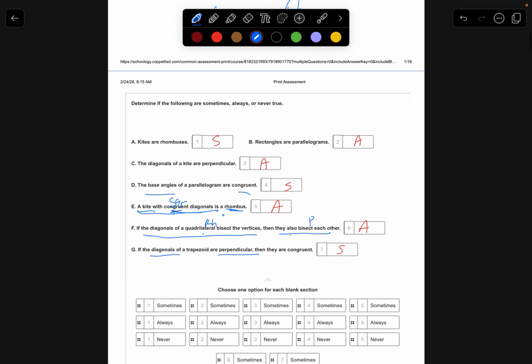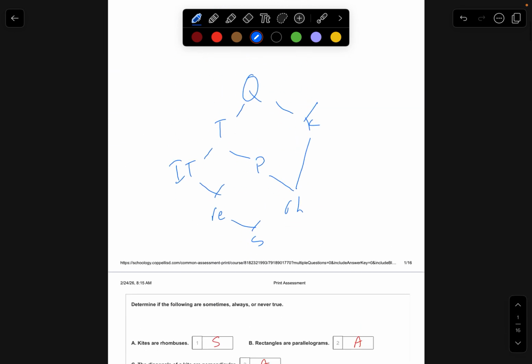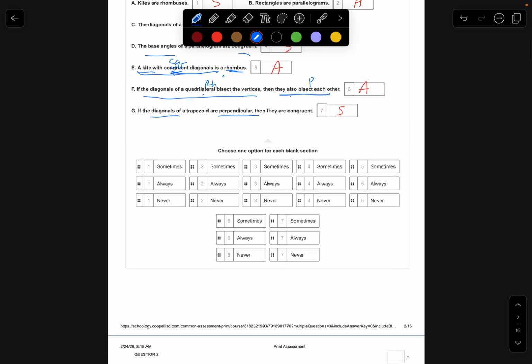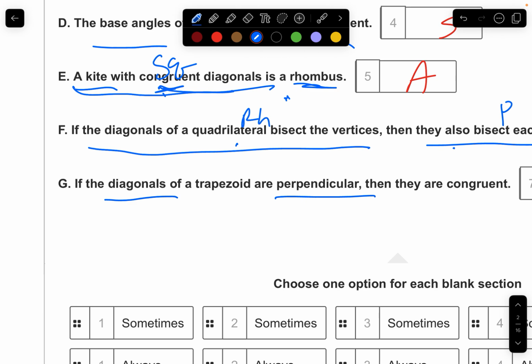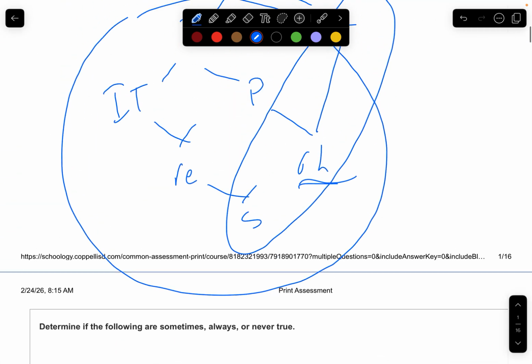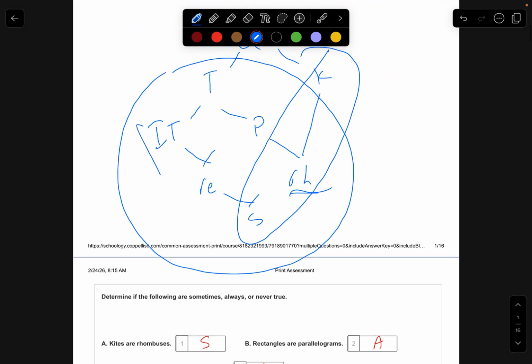The diagonals are perpendicular. The diagonals of a trapezoid are perpendicular. Here are perpendicular diagonals, and here are trapezoids. That is code for a rhombus. So the diagonals of a trapezoid are perpendicular. That's a rhombus. Then they are congruent. Diagonals are congruent. So we're basically saying we're working with a rhombus. Here are my congruent diagonals.